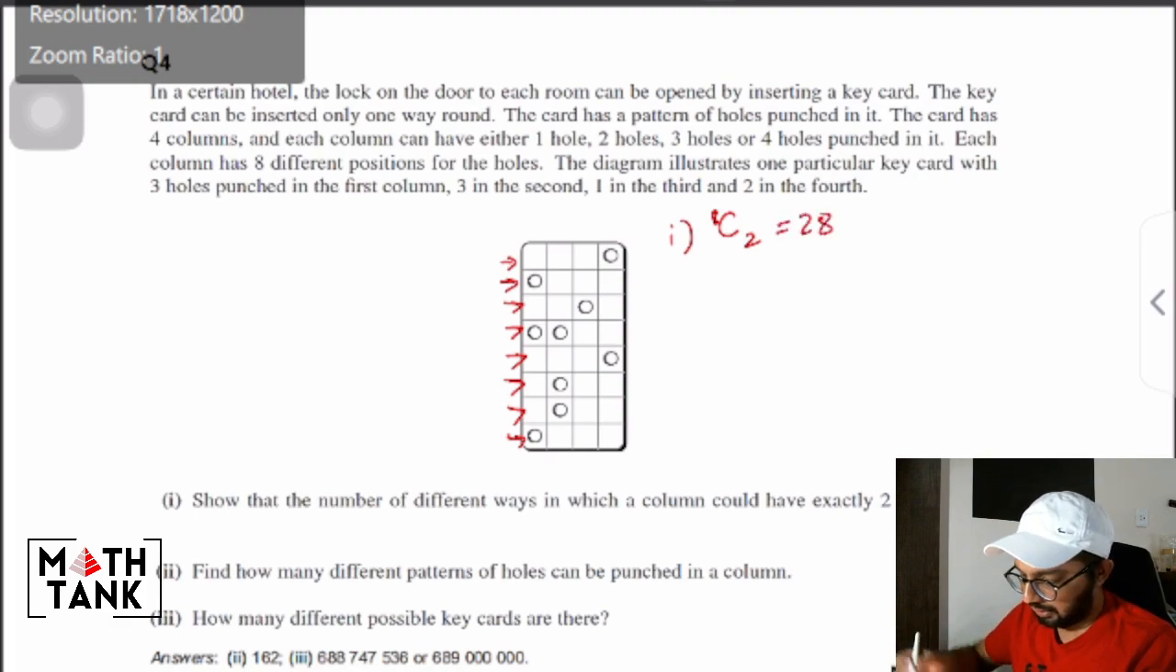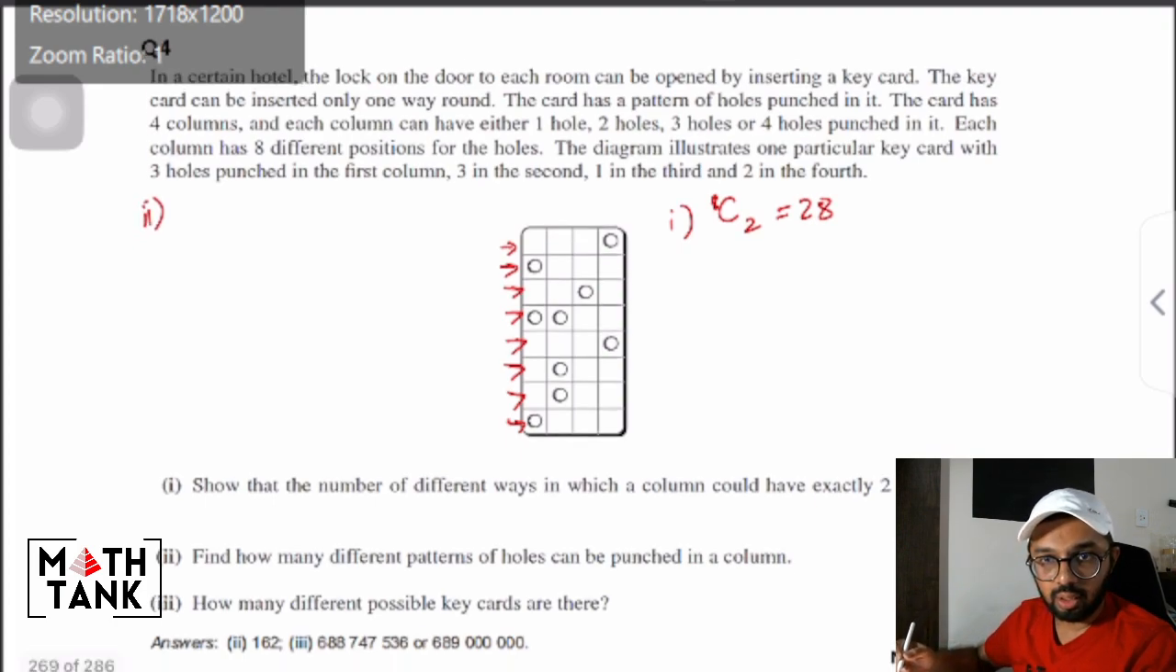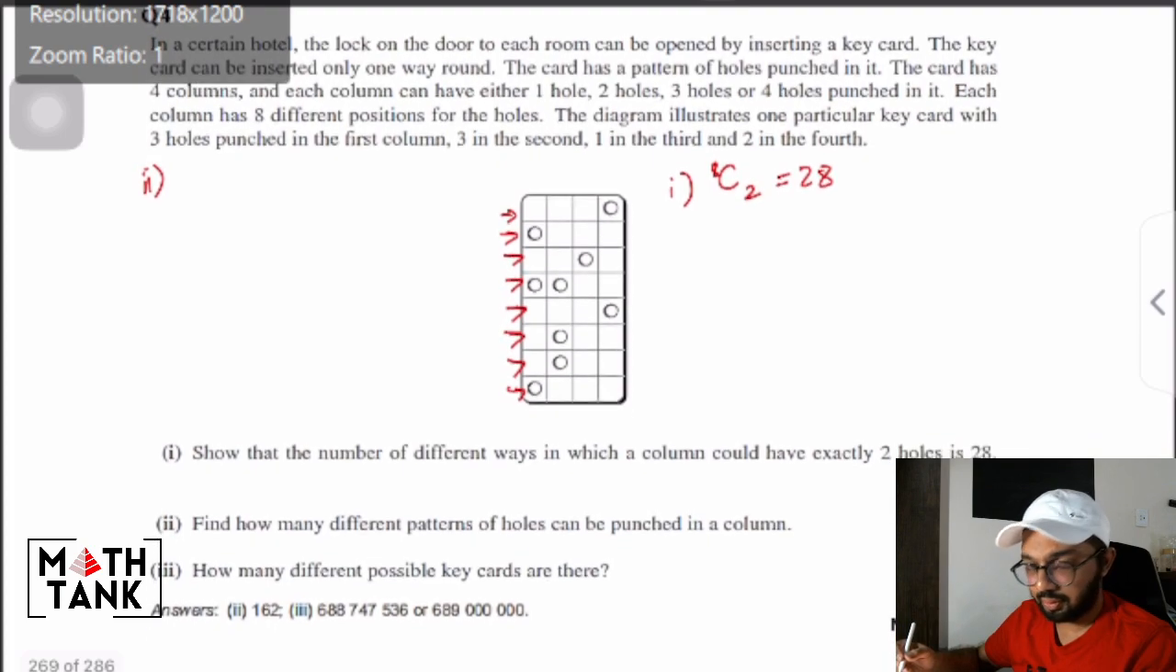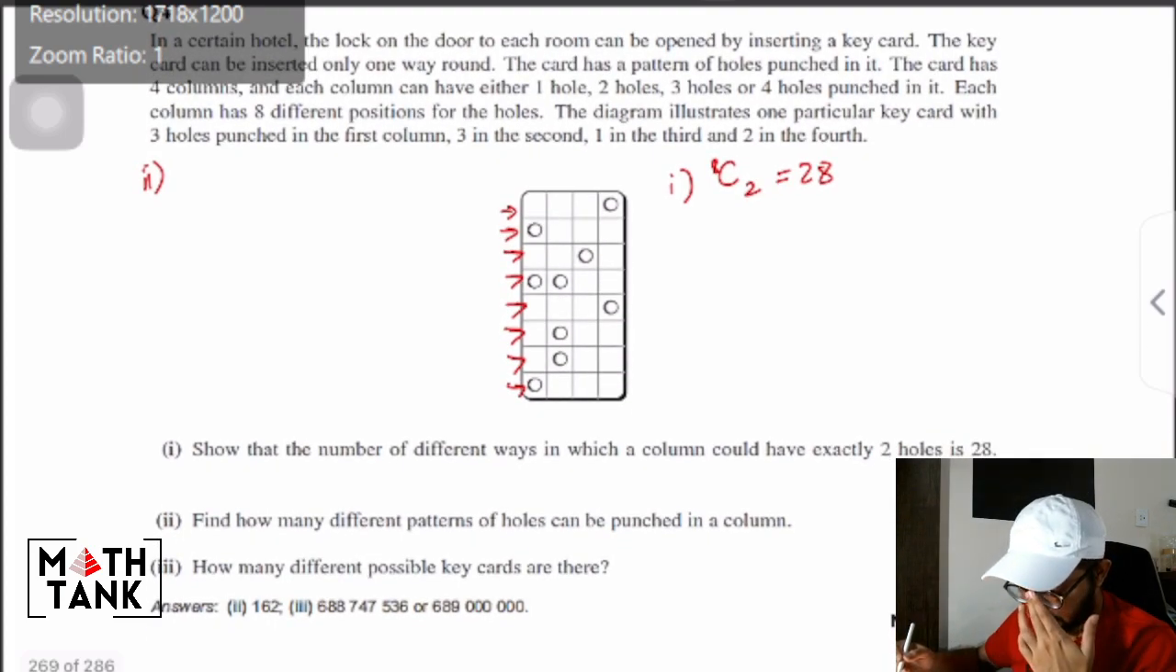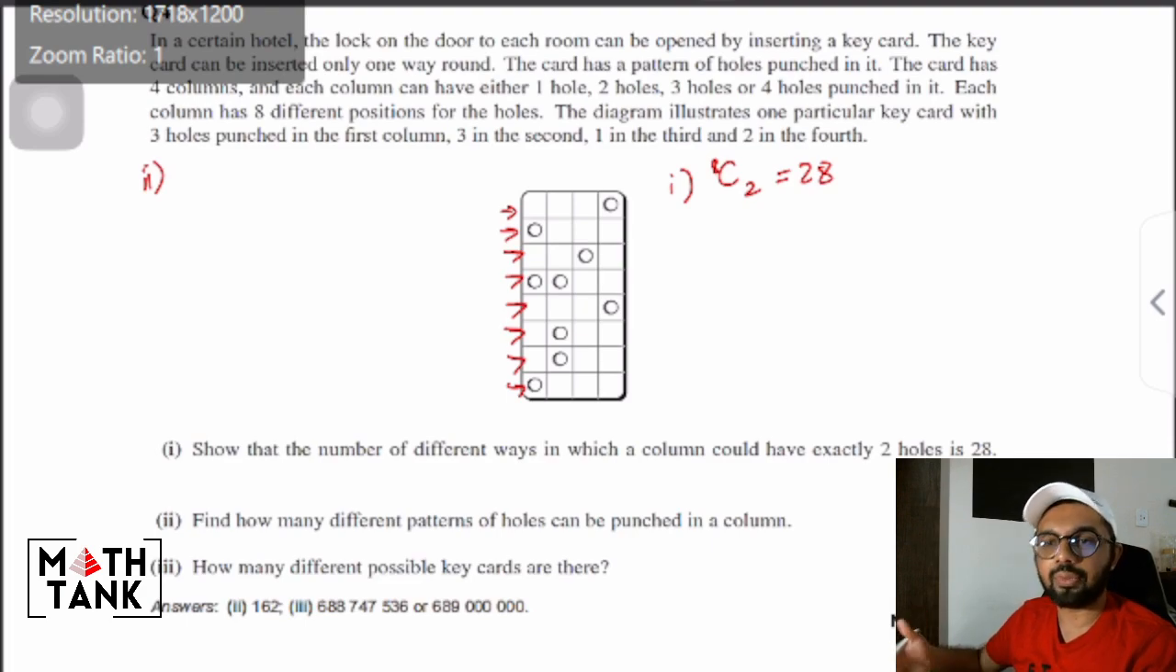Okay, fairly simple. Then it says part 2, find how many different patterns of holes can be punched in a column. So when I am punching holes into a column, I can punch either 1 hole or 2 holes or 3 holes or 4 holes. When I say or, it automatically means it's a different case, so you add up all those things. You've already calculated columns which would have 2 holes in them, so you go on and calculate the rest of them as well.